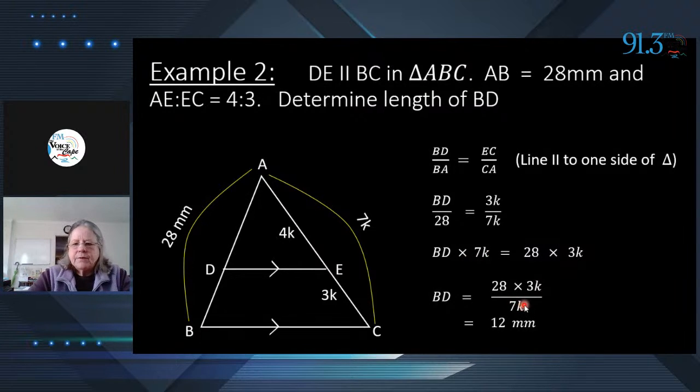7K. You can see the K's cancel out, because that is normally what happens to the letters. They cancel out or you work them out, but in this case they cancel. And 28 times 3 divided by 7 is 12 millimeters. In other words, BD over here is 12 millimeters. Right, so that is a fairly simple application of the first theorem.